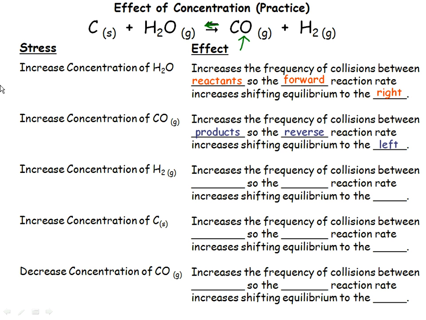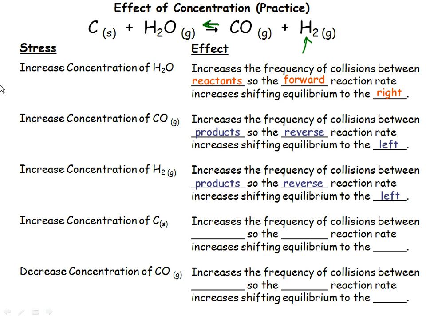If I increase the concentration of hydrogen, same kind of thing is going to go on. If I increase the concentration of hydrogen, that again is on the product side. So that's going to again increase the frequency of collisions between the products. And so the reverse reaction rate is going to increase, and that's going to cause a shift to the left again, or the backwards reaction is going to be much faster there.